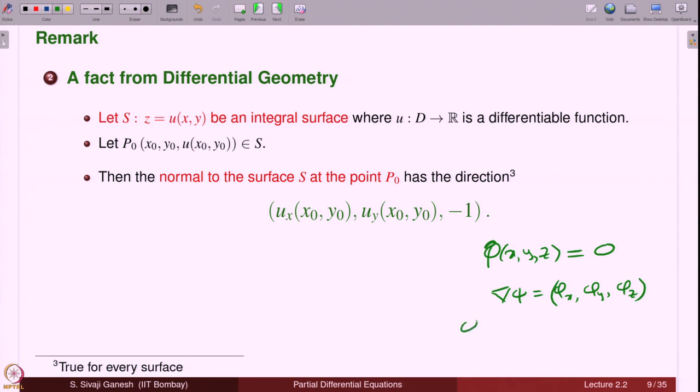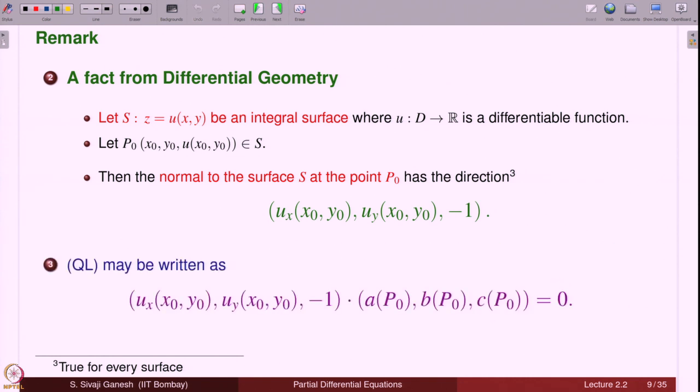And in our case, what is phi? Phi of x, y, z is equal to, let us write in this form, u of x, y minus z. Its gradient is nothing but ux, uy and minus 1. That is true at every point. So, this is a more general fact that this is a normal. Therefore, the quasi-linear equation is nothing but the dot product of this ux, uy, minus 1 with a, b, c equal to 0. What you get is a ux plus b uy equal to c.